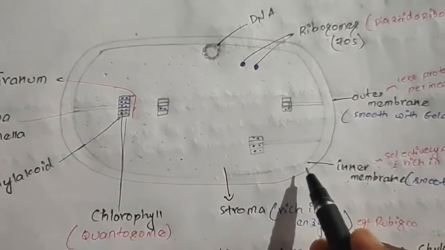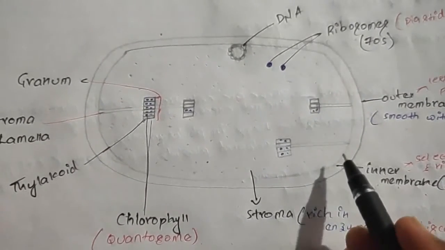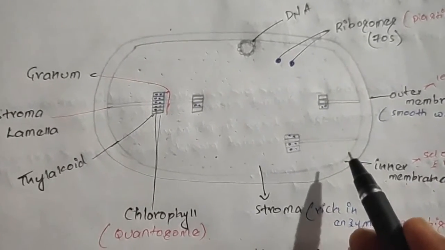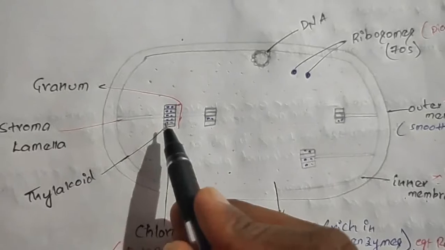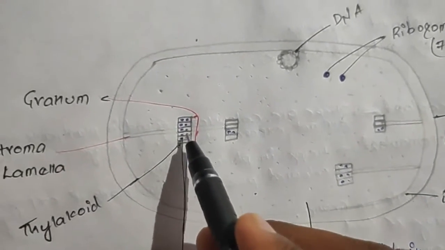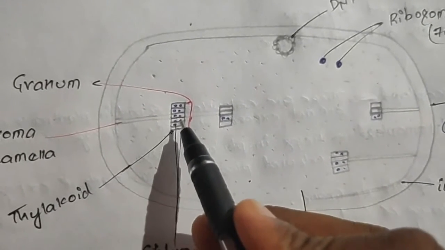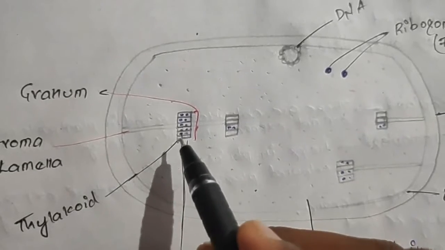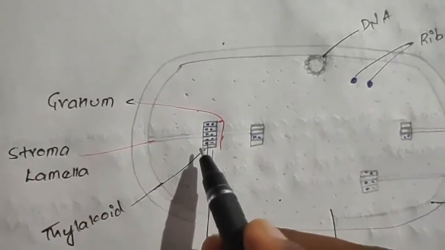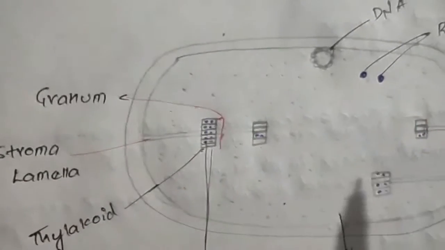The inner membrane of the chloroplast shows invaginations or infolding at some places. From these infoldings, the membrane structure separates to form a sac-like structure, and each sac-like structure is known as a thylakoid. These thylakoids are attached together. Some thylakoids are attached together to form a group of thylakoids, and this complete group of thylakoids is known as the granum or grana. And the attachment from this thylakoid to the inner membrane is known as the stroma lamella.